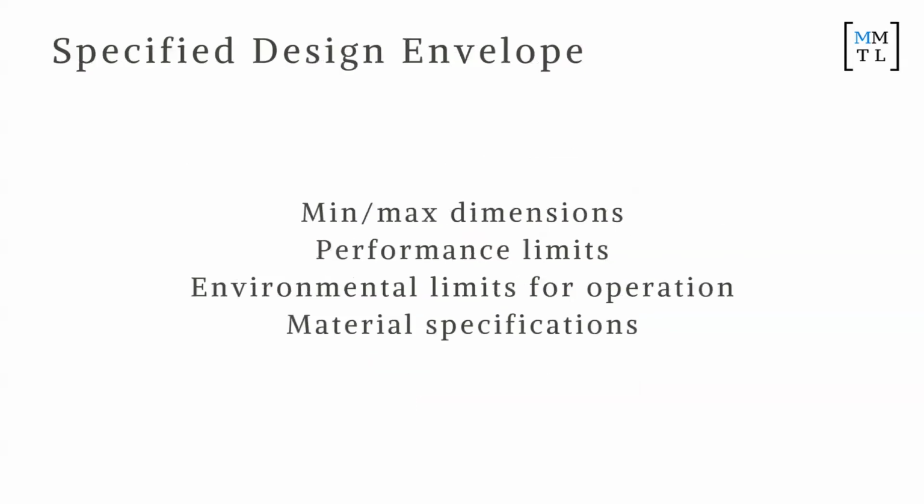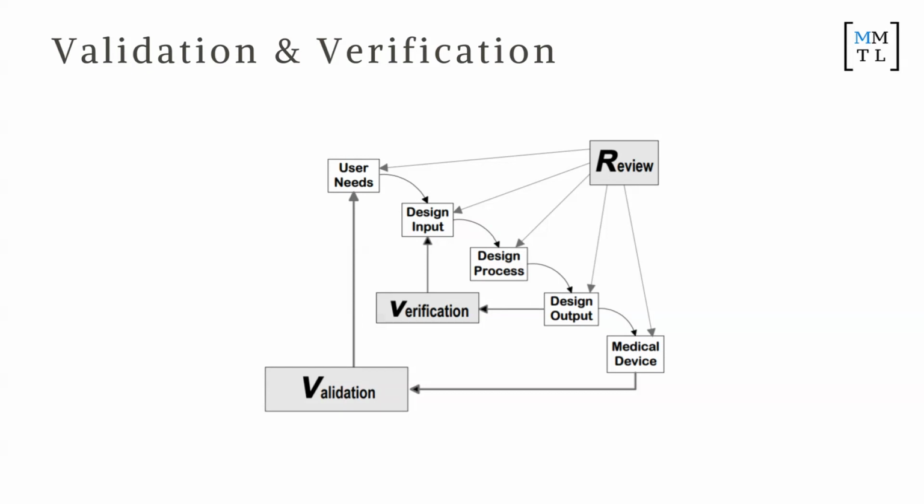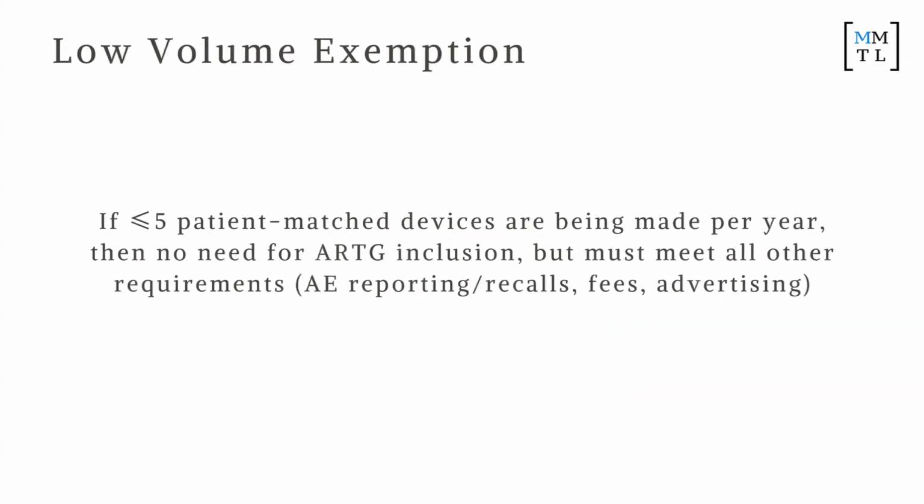Does that make sense? These are for devices which are much more common. Now, there is a low volume exemption, which means that if you only make 5 or fewer patient-matched devices per year, then you don't need regulatory approval. I'll just repeat that. If you make 5 or fewer of a device per year, you don't need regulatory approval. But that being said, you still need to report an adverse event to the TGA, pay your fees, and follow advertising rules. So if you are making a super custom-made medical device, fewer than 5 per year, you don't need regulatory approval. Something to be aware of, as you might end up in this situation.